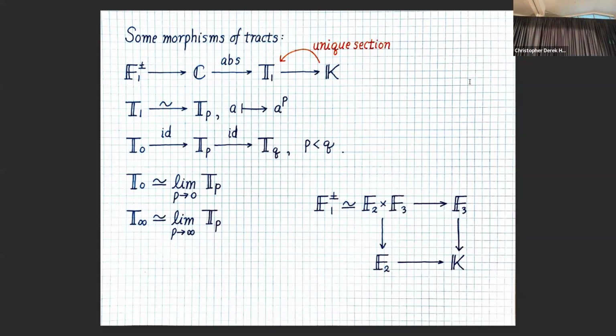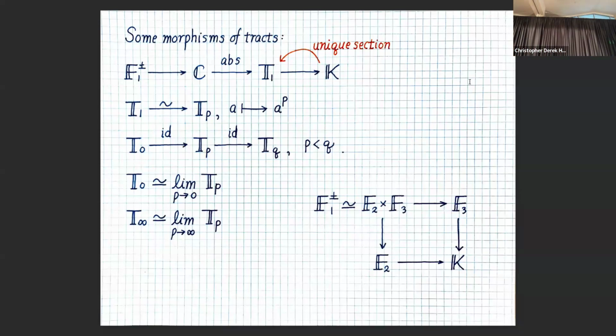And T_1 uniquely maps to the final tract, the Grassmannian Gr K. An interesting fact here is that the final tract has a unique section to T_1, sending 1 to 1, because there is an n-gon with all side lengths equal to 1. And T_1 is isomorphic to T_p using the map a to a^p, and the identity map is a morphism of tracts for p less than or equal to q. And now we can make the statement that I asserted yesterday, that T_0 is the limit of T_p as p goes to 0, in a precise categorical sense.